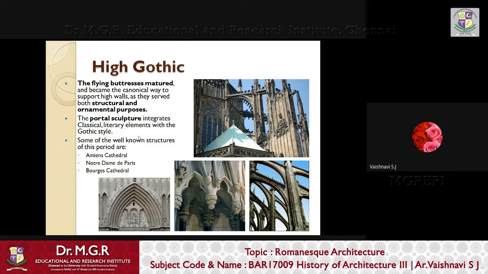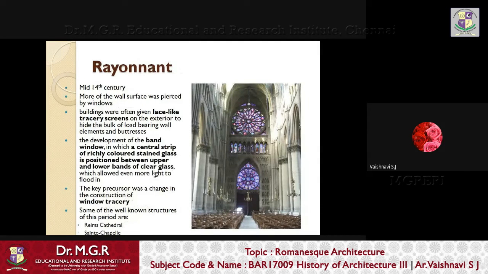and a few examples which are under the High Gothic period are Amiens Cathedral, Notre Dame de Paris, Bourges Cathedral. So these cathedrals come under High Gothic. Next one is the Rayonnant. So this Rayonnant style was built in the 14th century AD. So they had more windows. The walls were pierced with more windows. When you see this Rayonnant style, you can find more windows rather than walls. And they had lace-like tracery screens on the exterior.